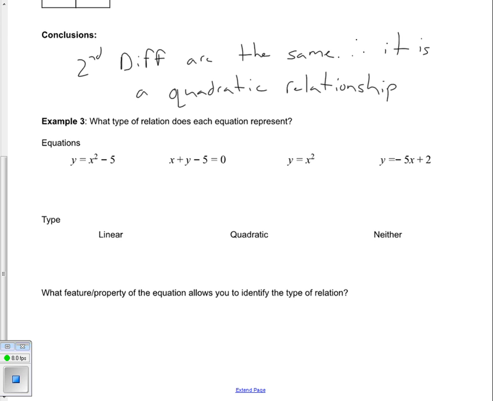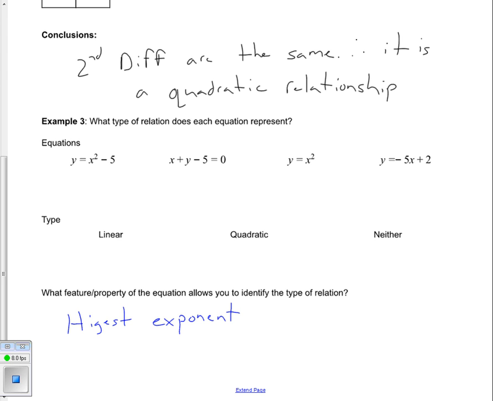But what if you're just given the equations? And I'm going to take this and actually do it a little bit backwards. There is a specific feature or property of the equation that allows you to identify the type of relation. Okay? And so what you want to look at here is always the highest exponent. So the highest exponent that's in an equation will tell you whether or not the relationship is going to be linear or quadratic. Okay? And again, the exponent is always the tiny little number that's to the upper right of a variable.